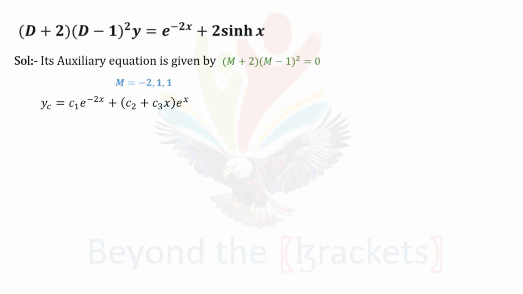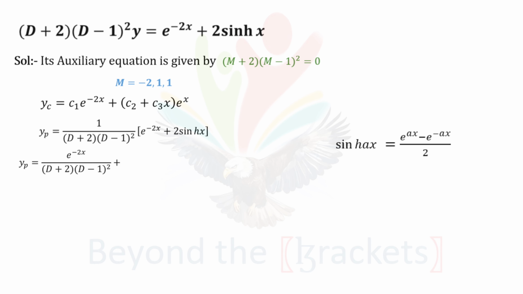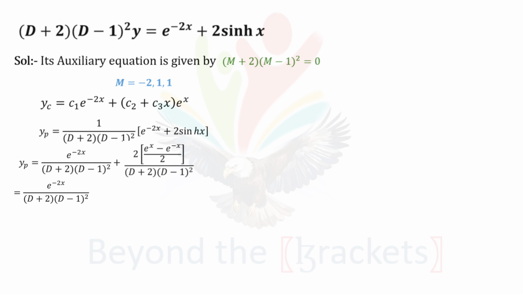To find the particular integral, we write yp is equal to 1 by operator form, that is 1 by d plus 2 into d minus 1 whole square multiplied by the RHS, that is e power minus 2x plus 2 sin hx. We separate the RHS into two terms to solve them individually. The first term is e power minus 2x divided by the operator form. For the second term, sin hx can be written as exponential form, which is e power x minus e power minus x by 2, where 2 in the numerator and the denominator cancels out, divided by the operator form.